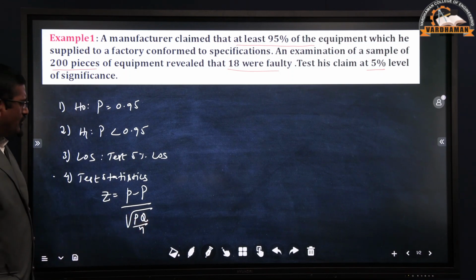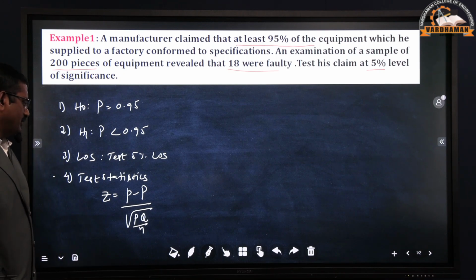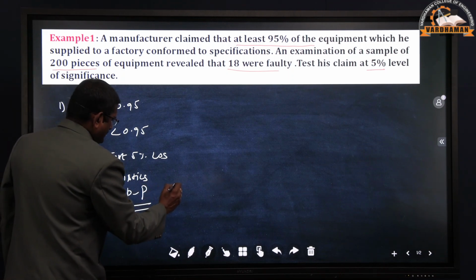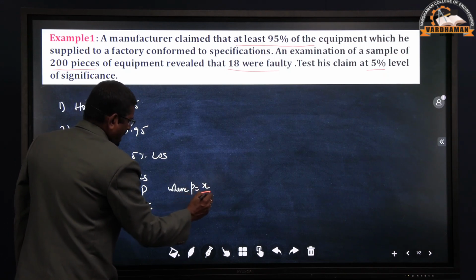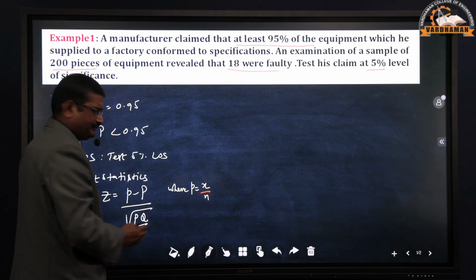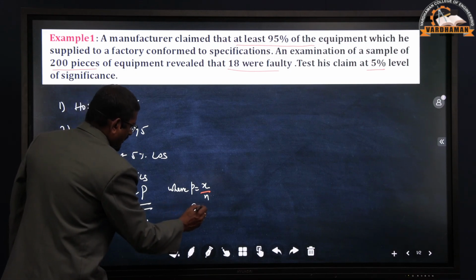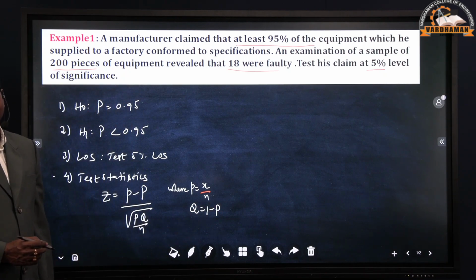In this, small p we can call a sample proportion, capital P we can call the population proportion. N is the sample size. So we will write it as: small p is equal to the sample proportion, which we will find as x by n. And capital P we can call the population proportion, and based on that we can find capital Q, that is 1 minus capital P.